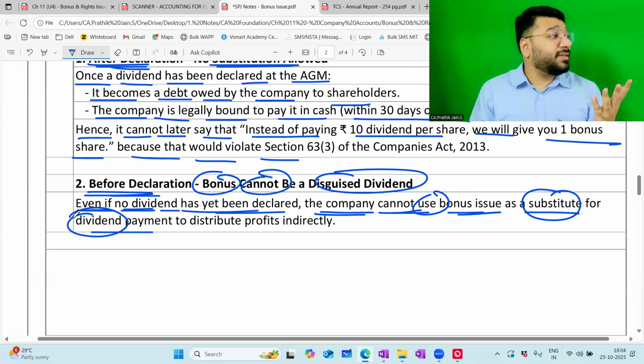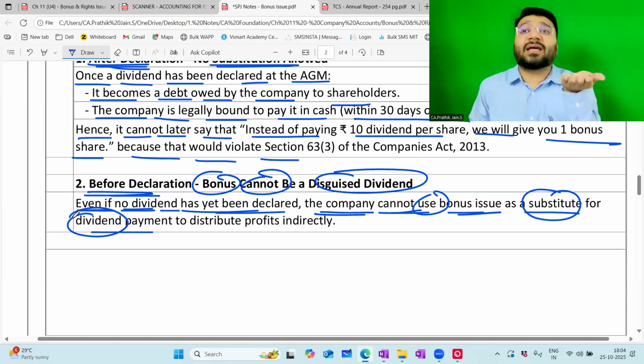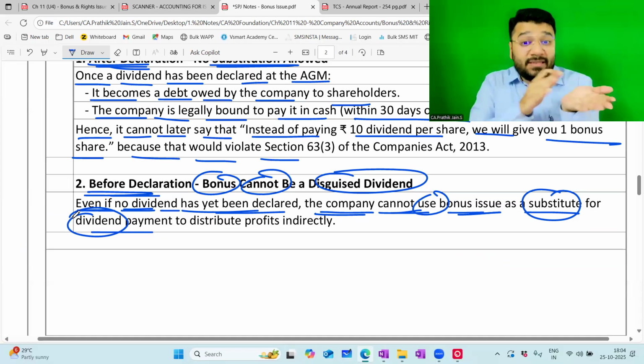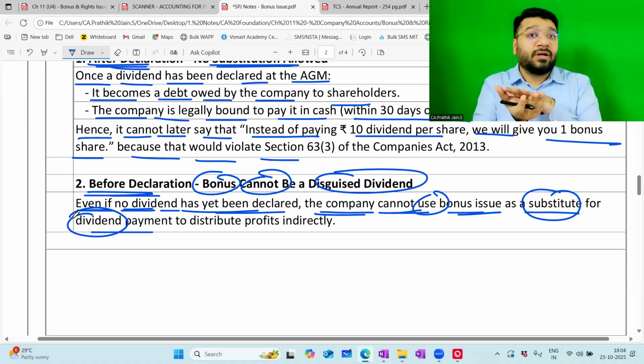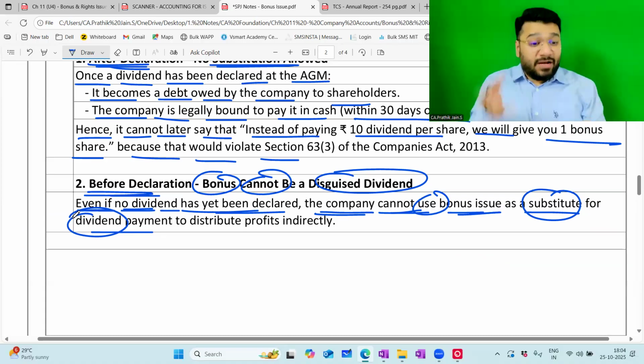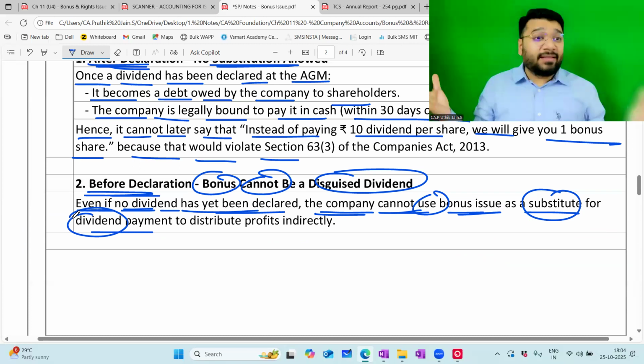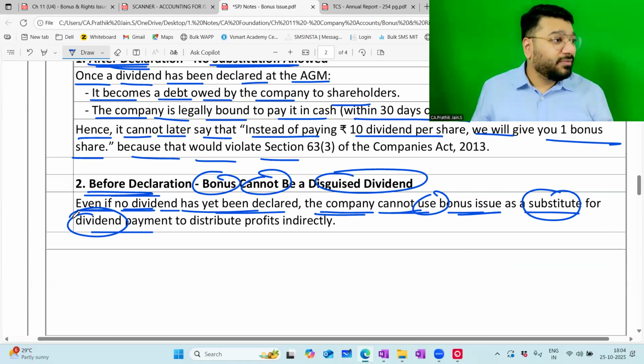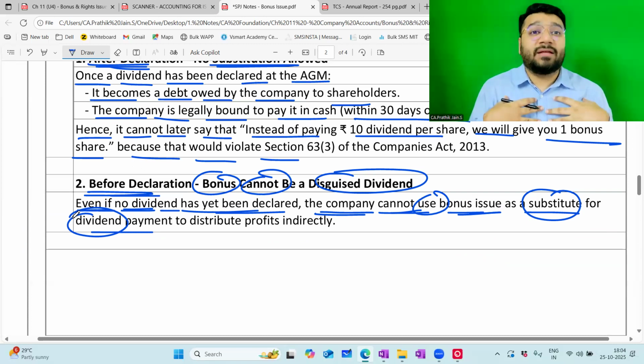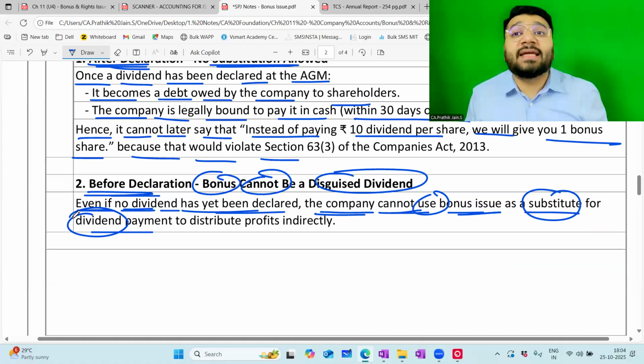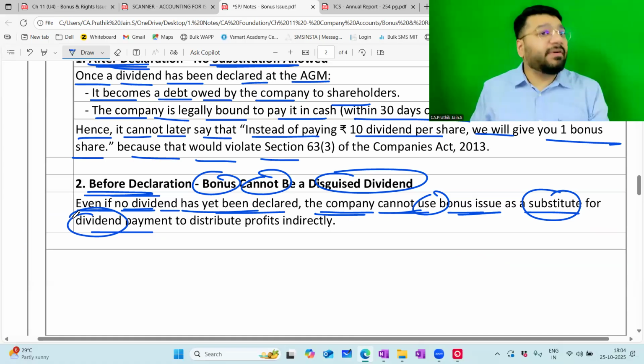So bonus share, in reality, nothing is coming in my hand. So once the dividend is declared, instead of giving cash, if you give bonus shares, my dream that with this dividend I'll buy this, I'll buy that, everything is getting shattered. It kills the dream of general public shareholders. To avoid that pain, the Companies Act said that you can't give bonus shares instead of dividend. You have to give dividend only.